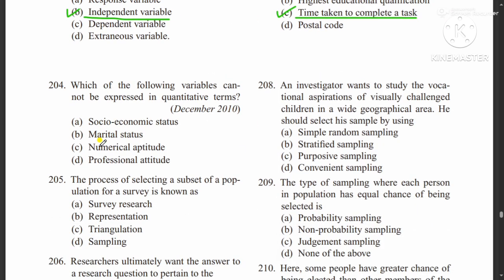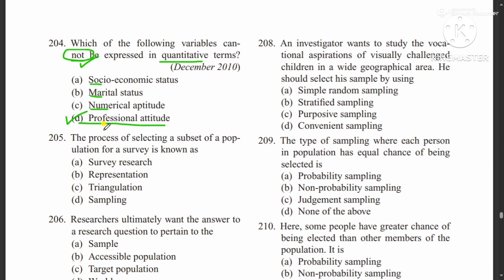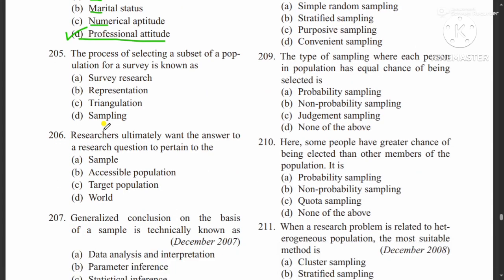Next, which of the following variables cannot be expressed in quantitative terms? Option D is correct. Professional attitude. The others, age, marital status, and socioeconomic status, are numerical, this is the data of quantity. Because of that, the question is not included. Correct option is professional attitude.